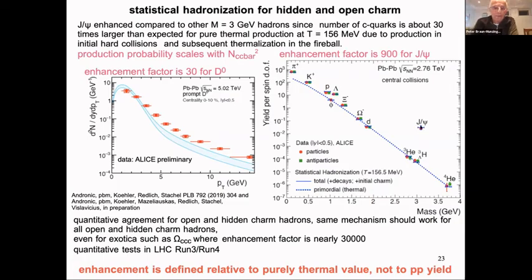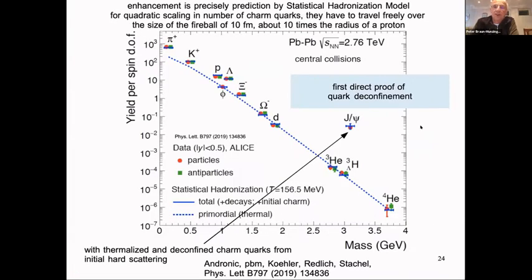So that agreement tells you also that this must mean that the charm quarks are actually deconfined in the medium. And it's actually the first direct proof of quark deconfinement.